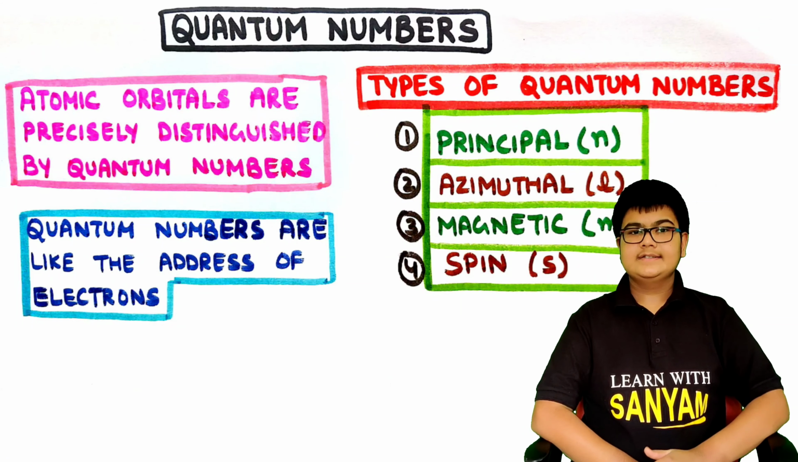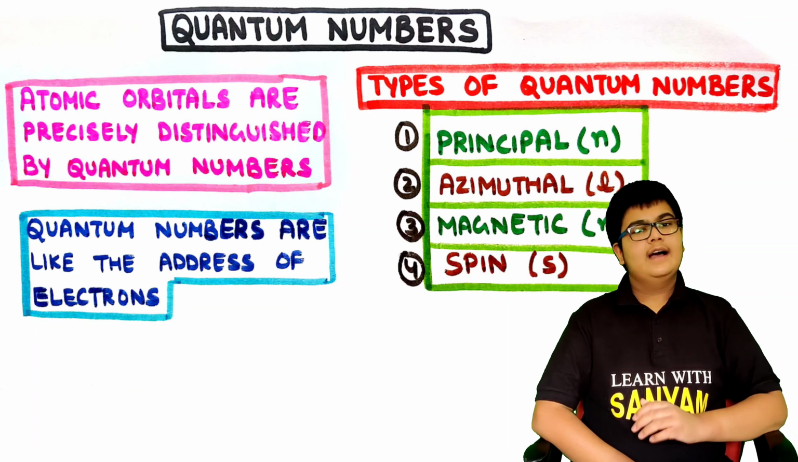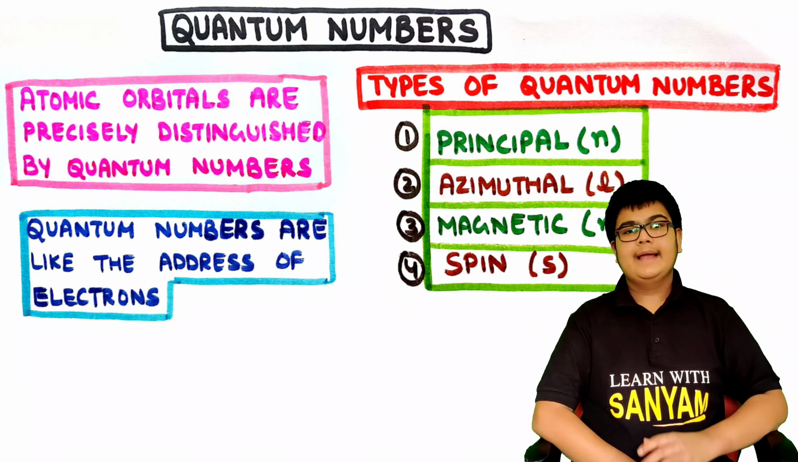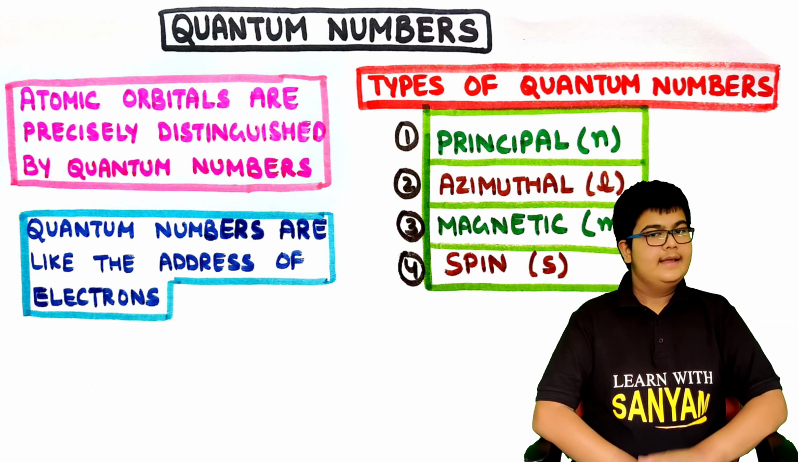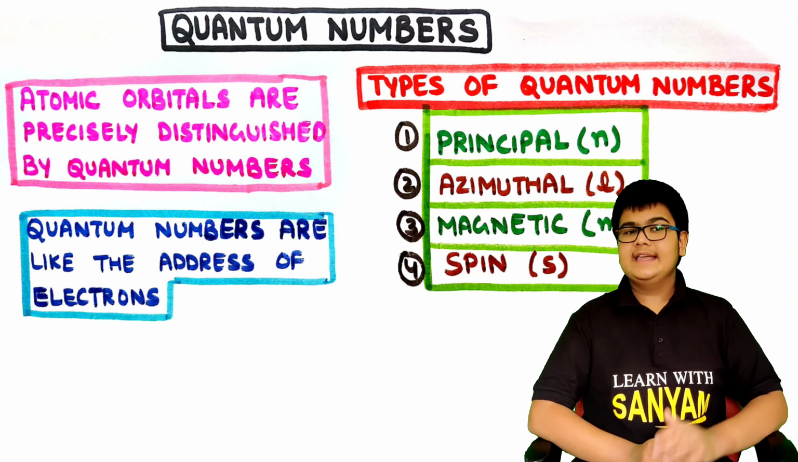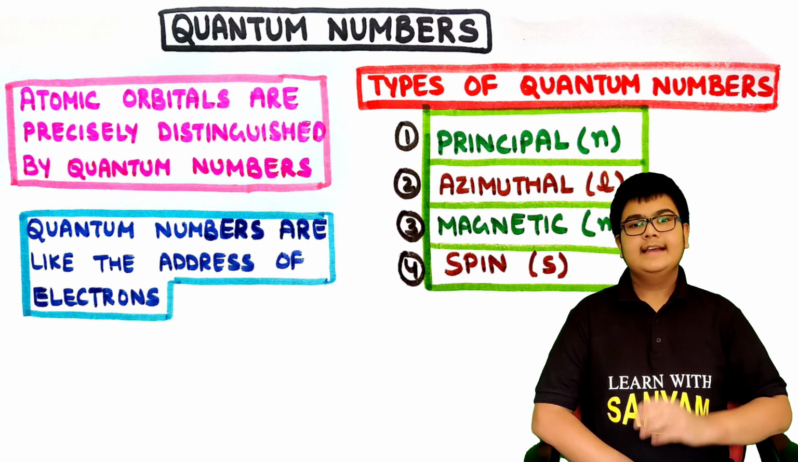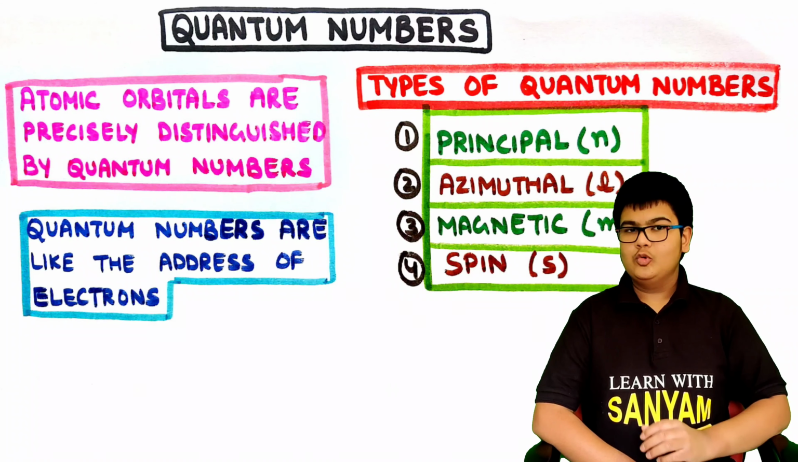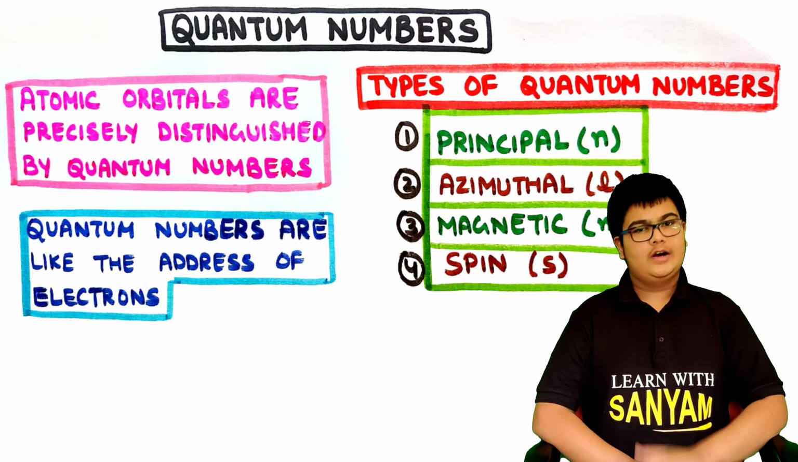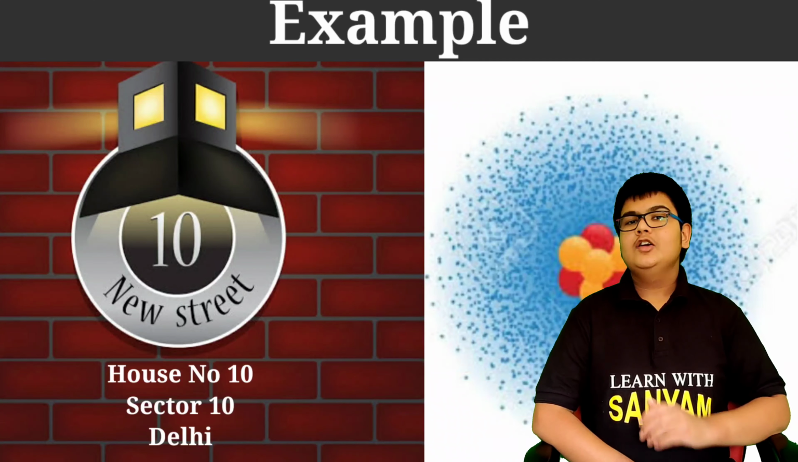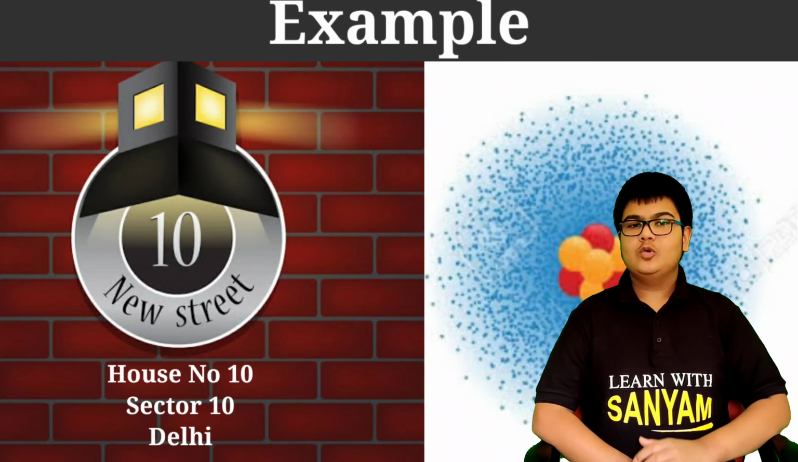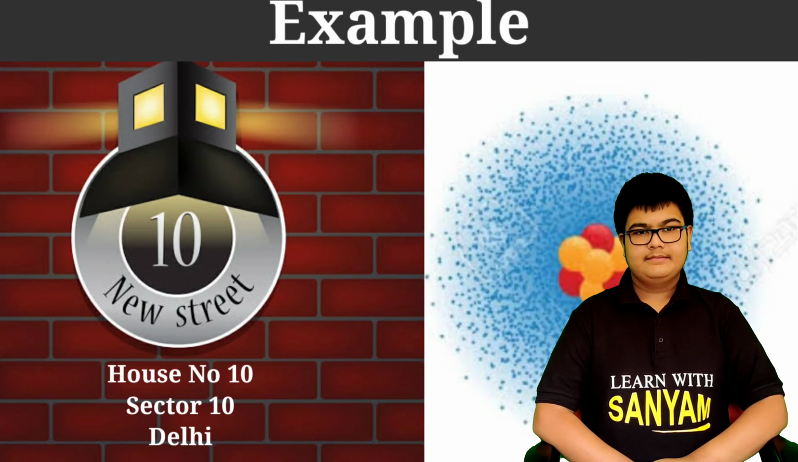So let's discuss quantum numbers. Atomic orbitals are precisely distinguished by quantum numbers. Quantum numbers are just like the address of electrons. Just like if anyone has to find you, then he must know the address of your house. Similarly, to find an electron, we must know its quantum numbers.